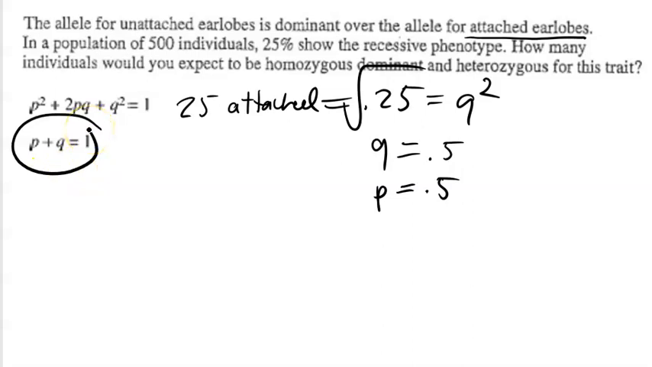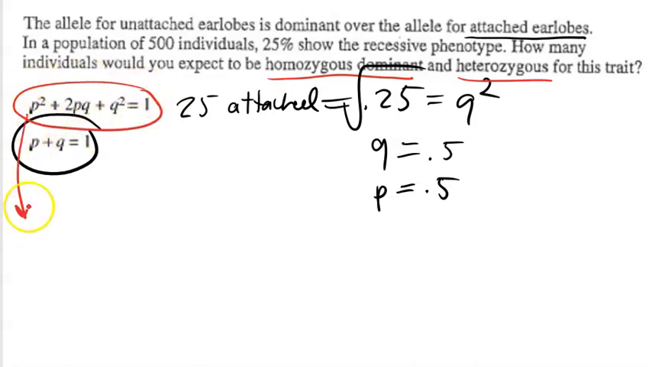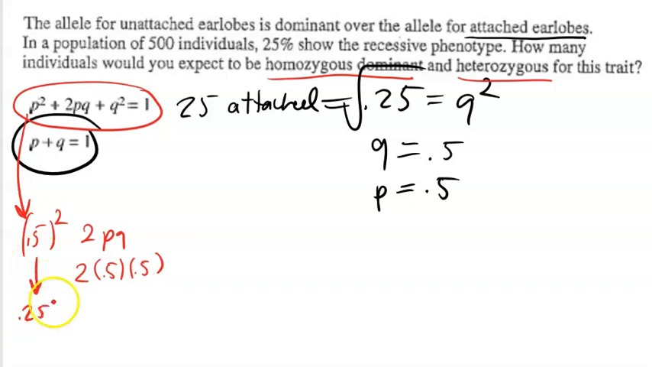Now, the original problem, what is it actually asking us to answer? So it's saying, again, how many homozygous dominant and heterozygous individuals would you see for these various traits? So again, we plug in using this equation here. P squared would be 0.5 squared. 2PQ would be 2 times 0.5 times 0.5. And when we look at those numbers, you're going to get a frequency of 0.25 and a frequency of 0.5.